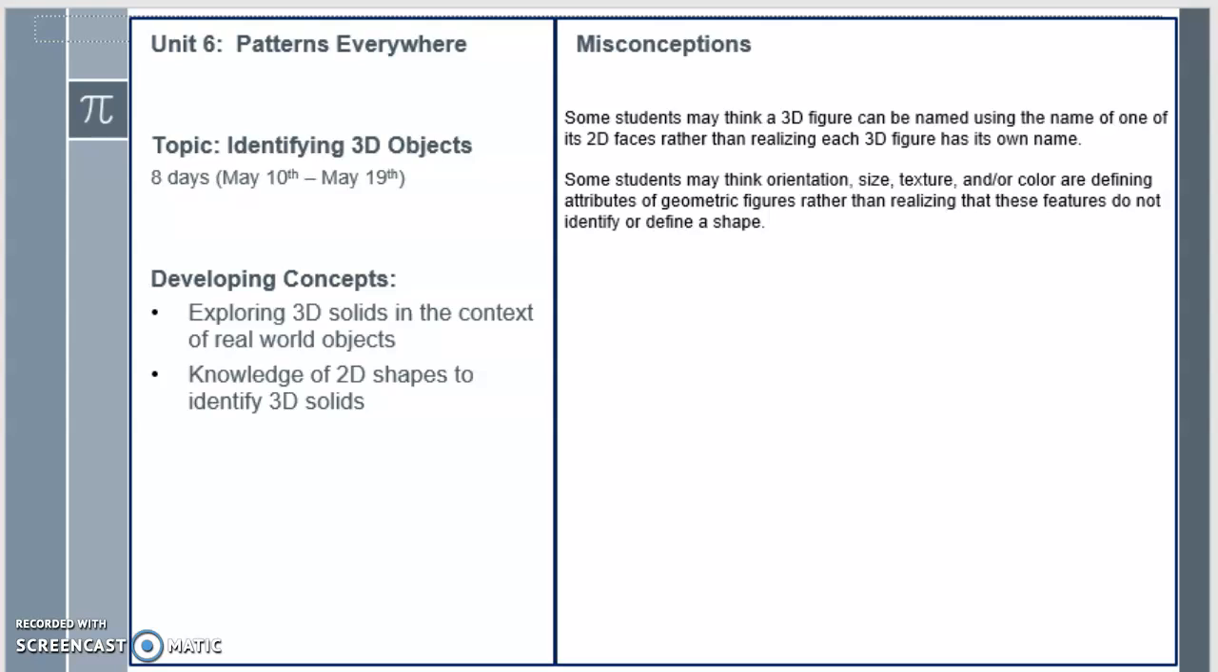Some misconceptions about identifying 3D objects would be that students may think the 3D figure can be named using the name of one of its 2D faces, rather than realizing that a 3D figure has its own specific and pertinent name. They may also think that the size, orientation, texture, and/or color define the name of that shape, when in fact we can change it around and it will still be the same shape.